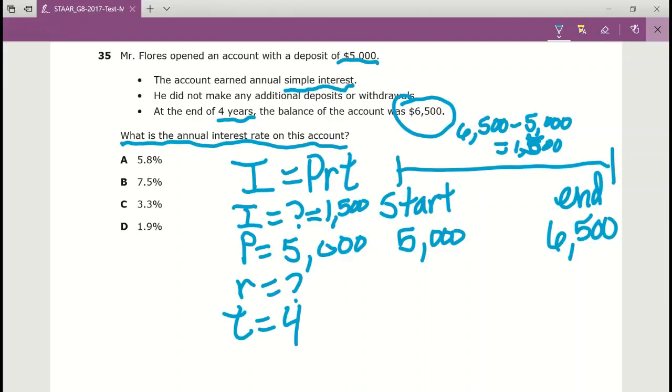So let's plug back into our formula. So for our I, we plug in this 1,500 equals our principal, which is down here. Our principal is 5,000 times our interest rate. Again, we don't know our interest rate. There's no way we can find it. That's what we're looking for. Interest rate. And then our time is 4. Alright. So, here, again, this looks like something we can solve with nsolve, and it is.